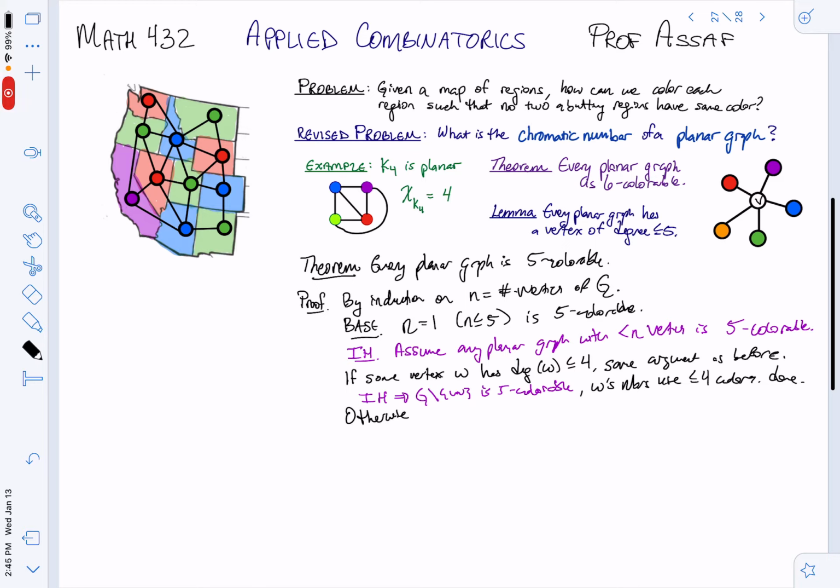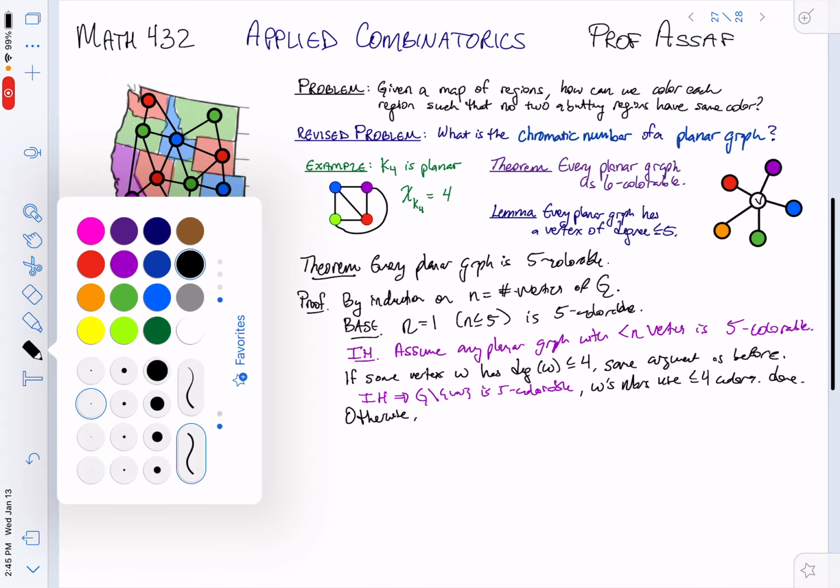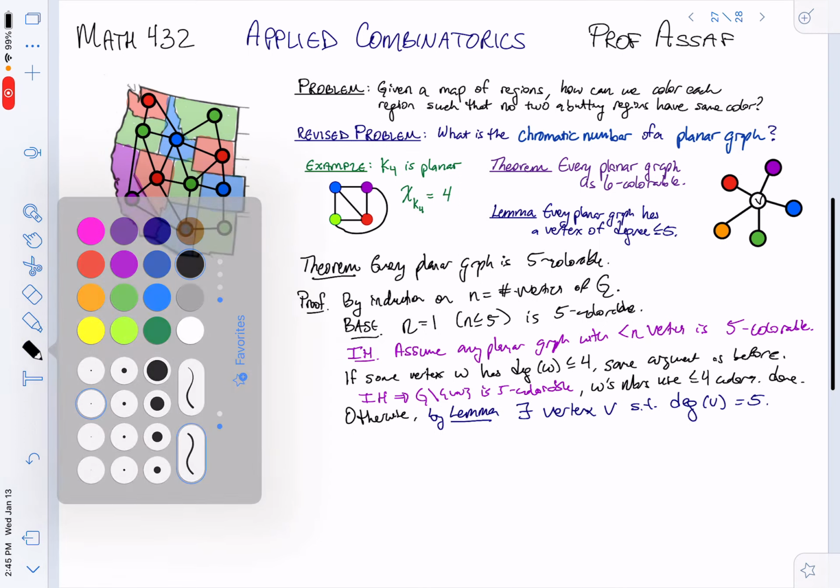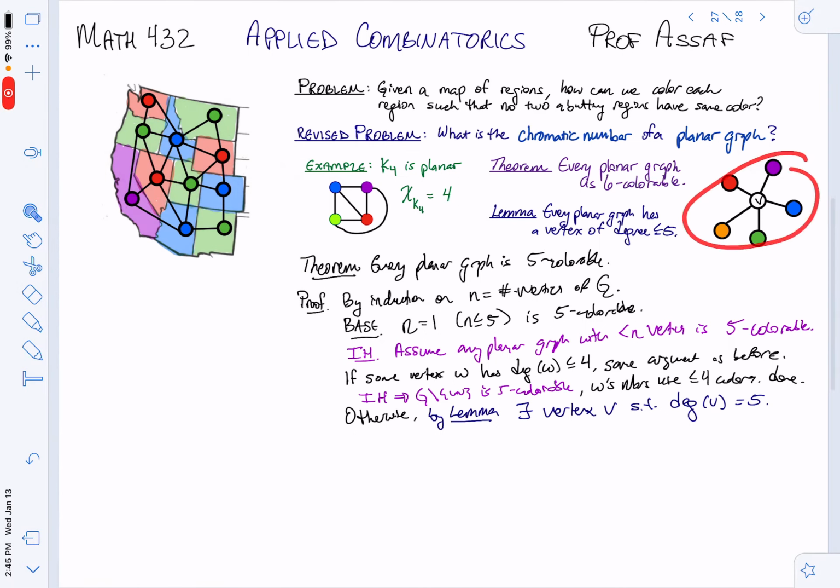So otherwise, by the lemma, that same lemma that we used before that's written up here at the top, there exists a vertex V such that the degree of V is equal to 5. Okay, that means that we're exactly in this situation here. We have a vertex of degree 5. Okay, so let's do some cases.